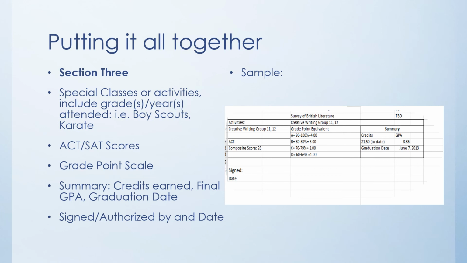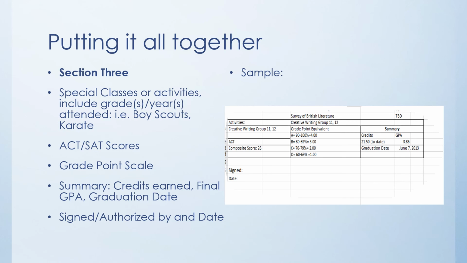Underneath that on the left-hand side, I have his ACT score. I would include SAT scores if your student takes both of them and identify them appropriately. And then in the middle, I have the grade point equivalent, the grading scale that I used. Again, I kept it simple. This was what I used across the board for all of his classes. He didn't take any AP level courses.